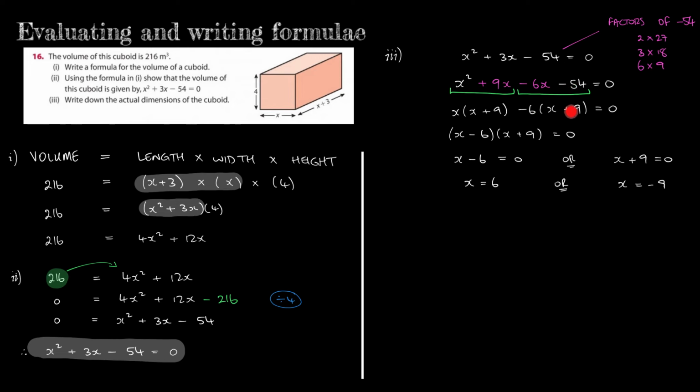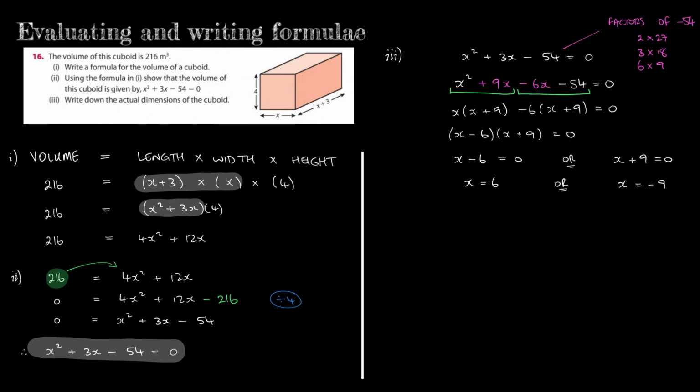Because this here and this here are the same, I can pull them together and I can say x minus 6 times x plus 9 is equal to 0. So that means that this here is equal to 0, or this here is equal to 0. One of them has to be equal to 0. So x here is going to be equal to 6, or else x here will be equal to negative 9. Now, before we go on, we just need to stop there and just think.